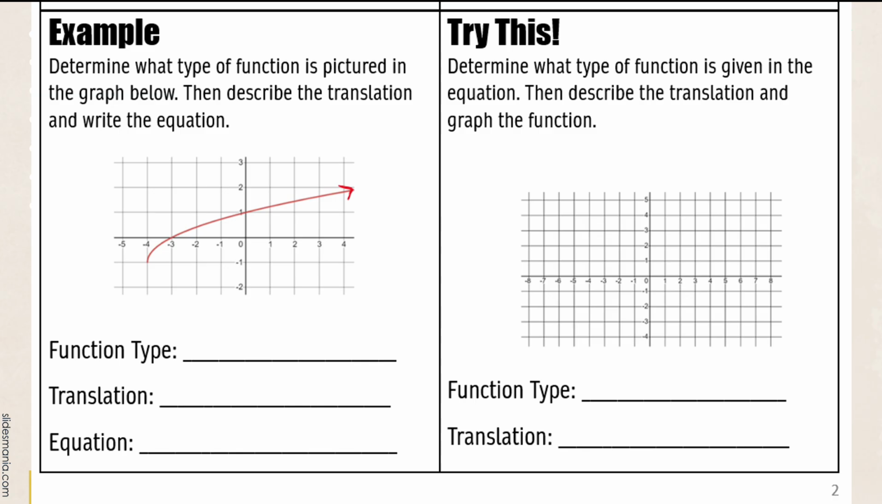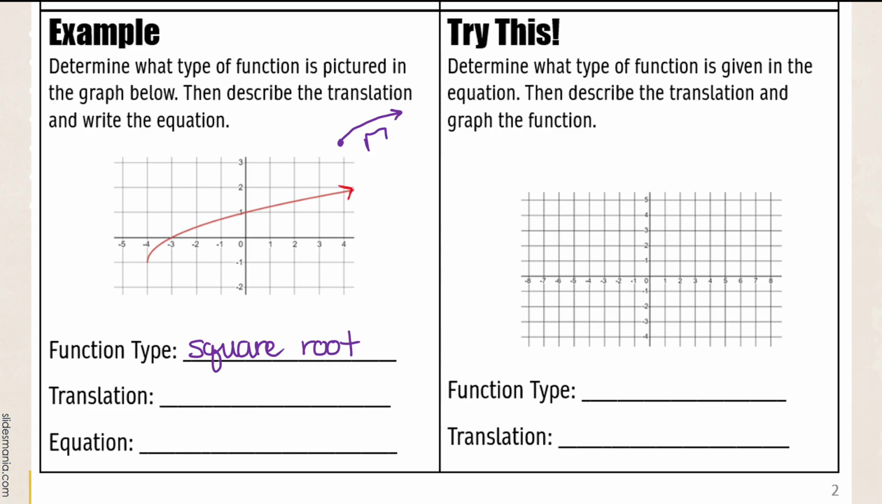All right, now the next thing you're going to be asked to do is, given a graph or given an equation, can you determine what type of function it is, how it got translated, and the equation that goes with that? So when we look at this first example, since this is just shooting off in one direction, that makes it a square root function, just the definition of it. So you're going to need to know what these graphs look like and be familiar with their general shapes. So this is a square root function.